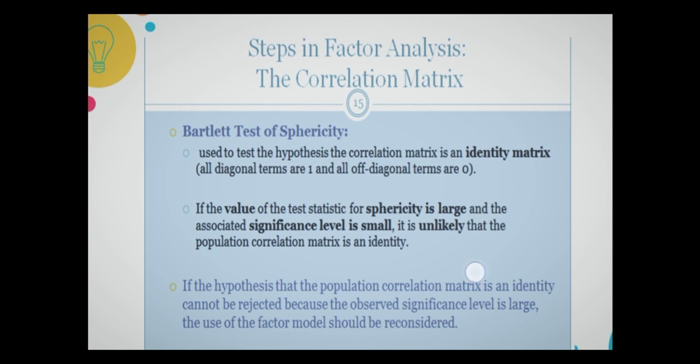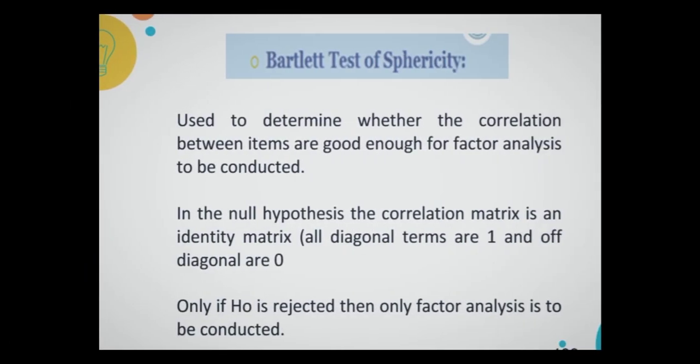Okay, so kita proceed. If the hypothesis that the population correlation matrix is an identity cannot be rejected, kalau kita fail to reject H note, the use of the factor model should be reconsidered. So kita kena, we cannot proceed with the factor analysis kalau H note is accepted. Okay, fail to reject H note. Okay, this is additional knowledge info. Okay, benda sama je actually.